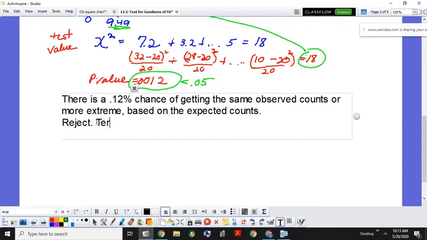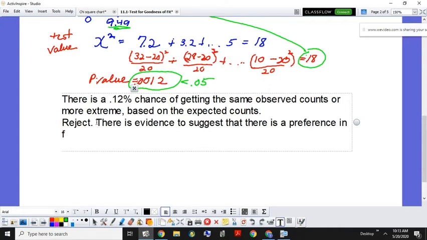There is evidence to suggest that, let's say, there is a preference in flavors, if you did it that way. Or that the flavors, you don't have to do both, just pick one, flavors are not evenly distributed. Okay, done with 1.